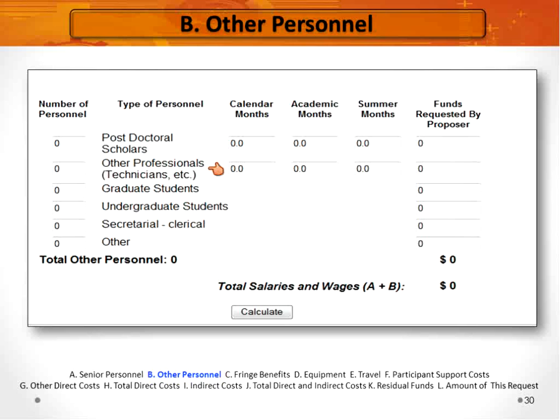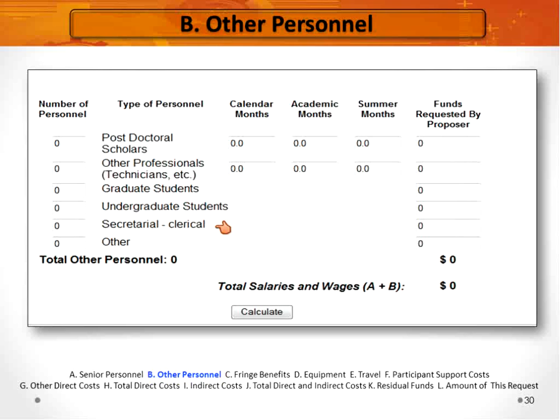I've seen the other professionals category used for such things as lab assistants, webmaster, project coordinator. Occasionally you have secretarial clerical support, but only if the work is clearly supporting the work of the grant and is distinct from functions that are normally performed by the college and thus should be covered in the college's indirect costs. Be aware that students are typically paid hourly rates and time is capped at 20 hours a week during the academic year and 40 hours a week in the summer.